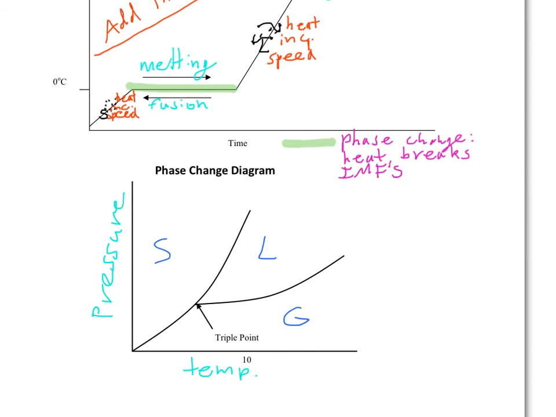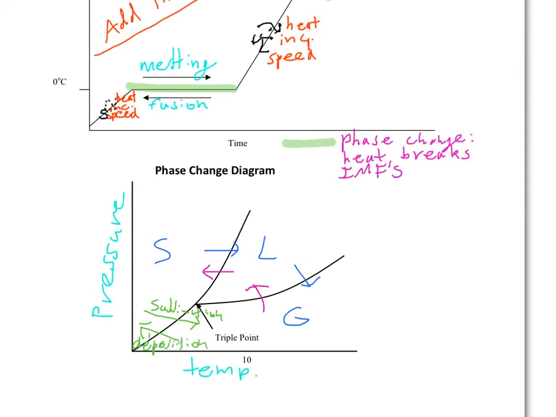So once again, we have our phase change depicted going from a solid to a liquid, then a liquid to a gas, or from a gas to a liquid, or a liquid to a solid. And this is where that deposition and sublimation occur, across this line: going from a solid to a gas, that's sublimation, and going from a gas to a solid is deposition.